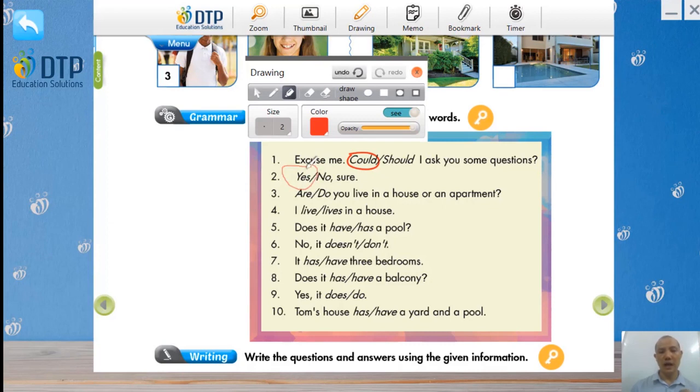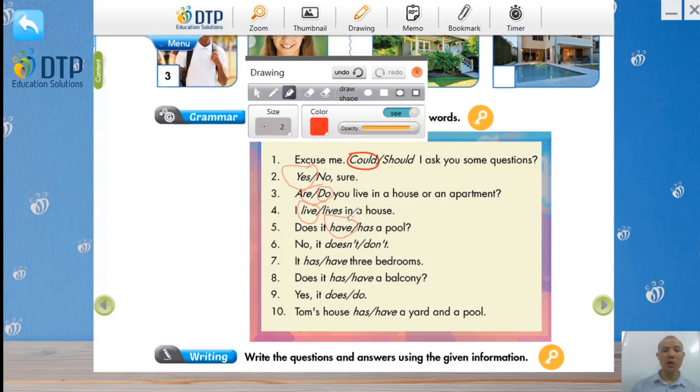Are you live in a house or an apartment? Or do you live in a house or an apartment? The right answer is do. Number 3, I live or I lives in a house. The right answer is live. Does it have a pool or does it has a pool? Have. The right answer is have.